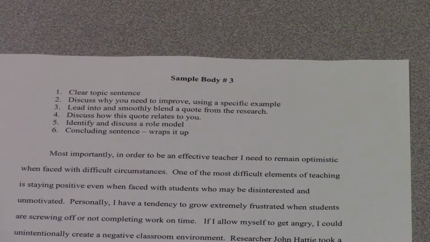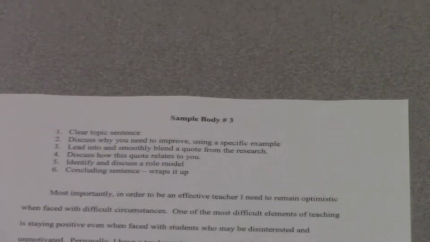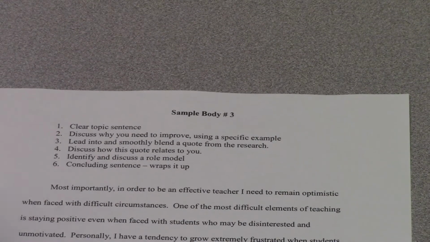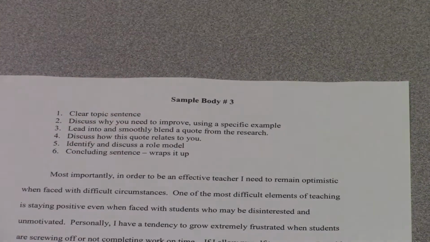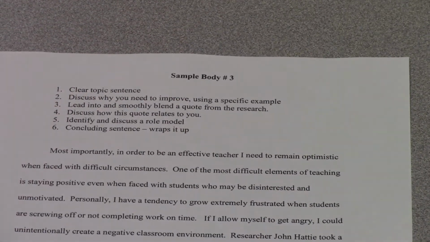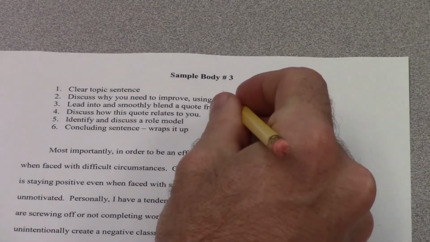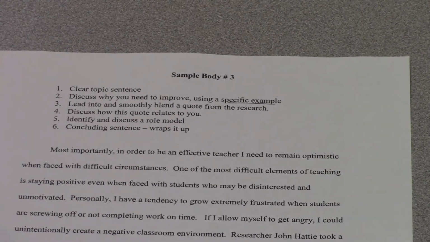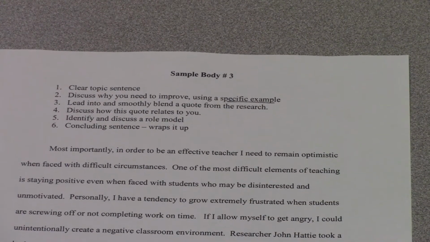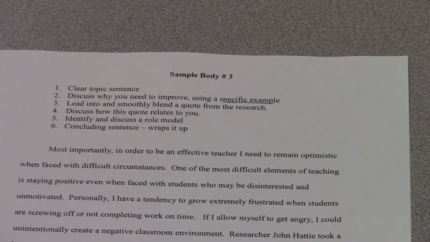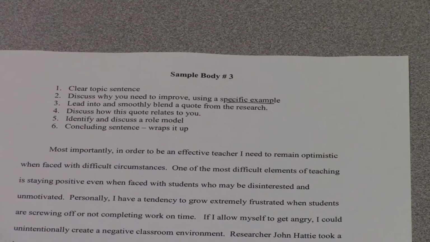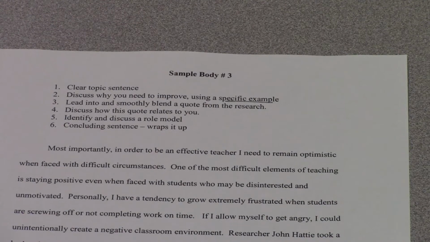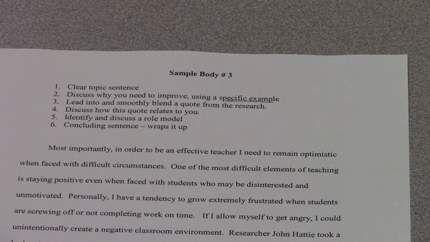The steps are the same as body 1 and body 2. This first essay is very simple. Each paragraph's formatted the same. We're going to have a clear topic sentence. We're going to discuss why we need to improve in this area using a specific example. We're going to lead into and smoothly blend a quote from the research. We're going to discuss how the quote relates to you. We're not going to mention the word quote at all. Identify and discuss a role model, and then we're going to have a concluding sentence that wraps it up.